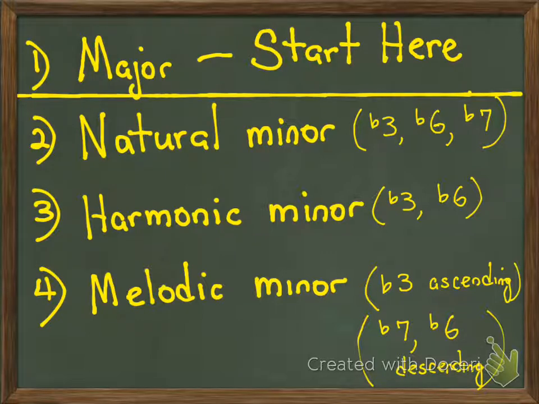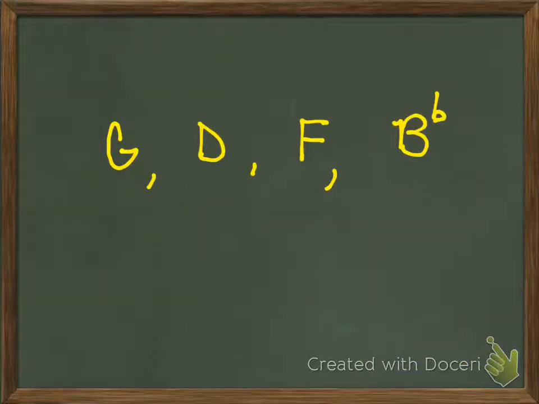Okay, great. So what you're going to do here is create minor scales for the following keys. We want to do G minor, D minor, F minor, and B flat minor. Each one of those keys is going to have 3 different minor scales.